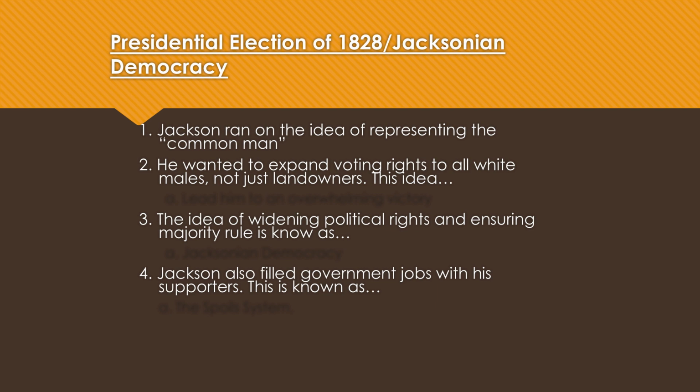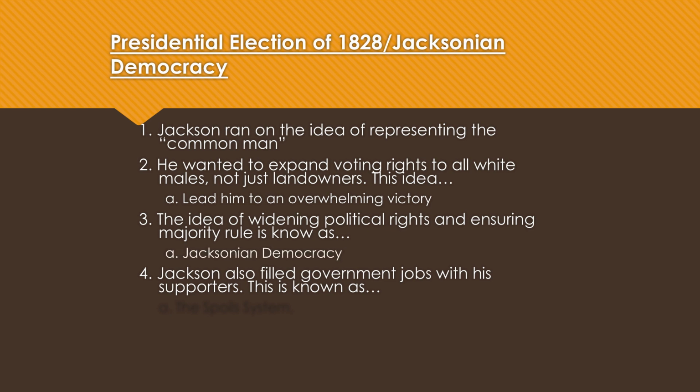Jackson ran on the idea that he was going to be representing the common man. He wants to represent that common person, not the incredibly wealthy or anything like that. He wants to expand voting rights to all white males, not just landowners. Before this, it had just been landowners who could vote, white male landowners. Now Andrew Jackson wants to expand the democracy to include all white males, not just landowners. This idea, progressive, good idea, expand voting rights, obviously not ideal because it leaves out women and it leaves out minorities, but it is an expansion of voting rights, which overall is a good thing. This leads him to an overwhelming victory.